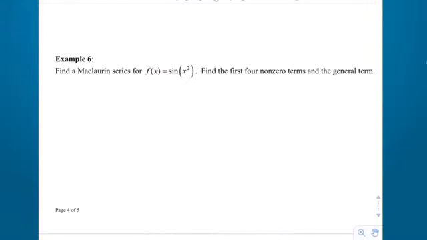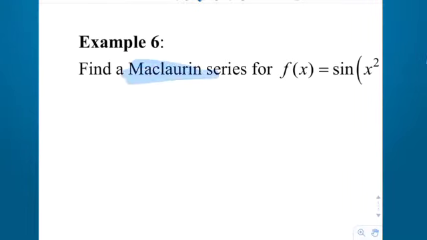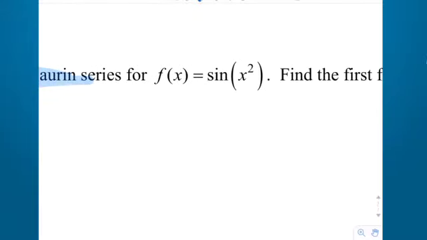So example 6. It says to create a Maclaurin series for sine of x squared. Find the first 4 non-zero terms in the general term. So the first thing you're going to read is Maclaurin, and that means that it's going to be centered where? At 0. And since the ones we memorized were centered at 0, we do not have to reinvent this series. We can just modify the existing one.